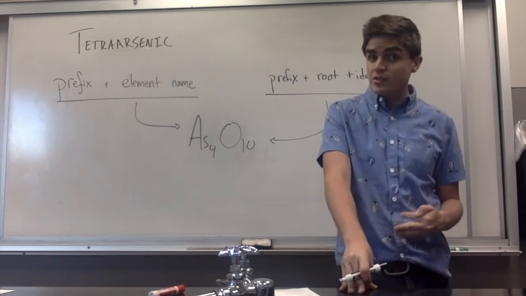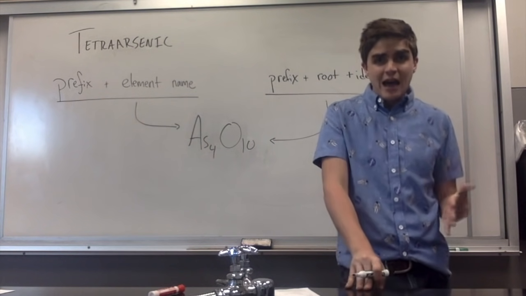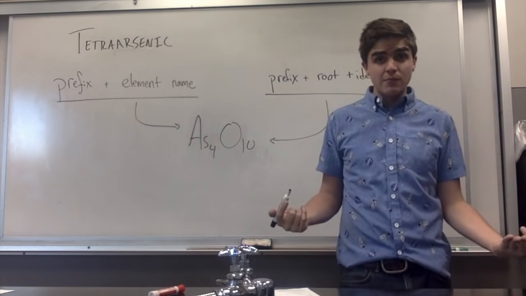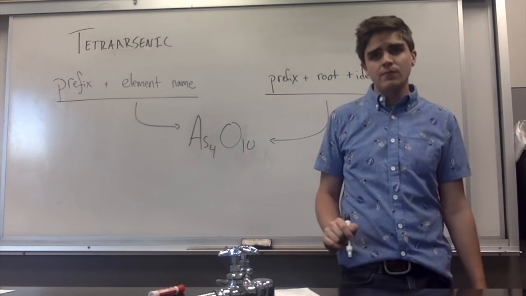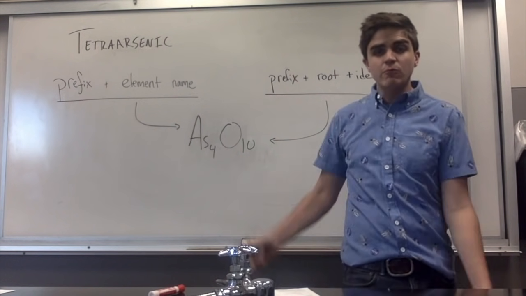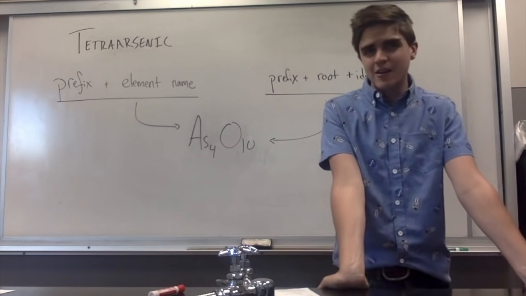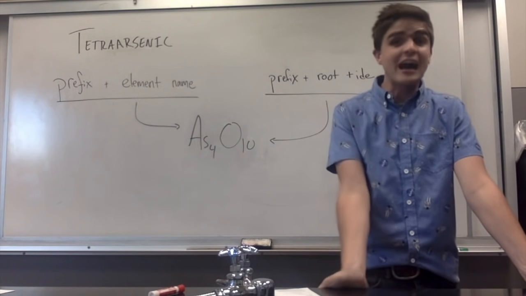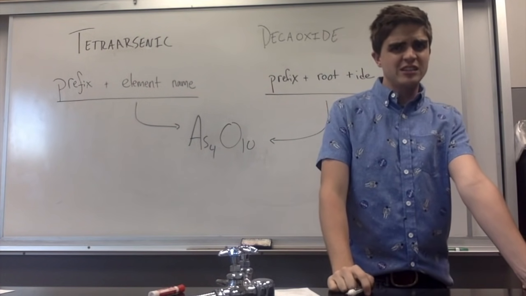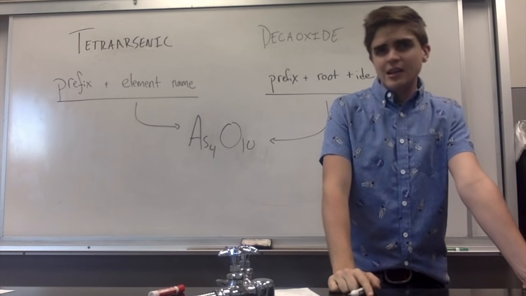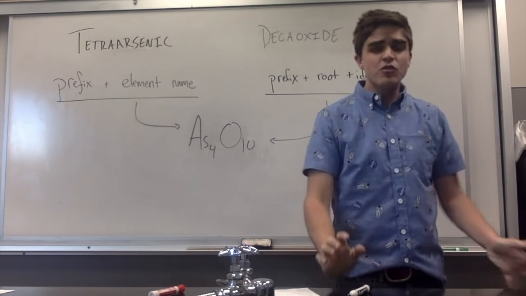fine. And note, this isn't like an "ide." I have to still have the full element name there because it's the beginning one. But my "ide" form, my ending one, is going to be an oxide. And because I have 10 of them, it's going to be, well, decoxide. Tetraarsenic decoxide. And again, the exact way you combine these doesn't matter.